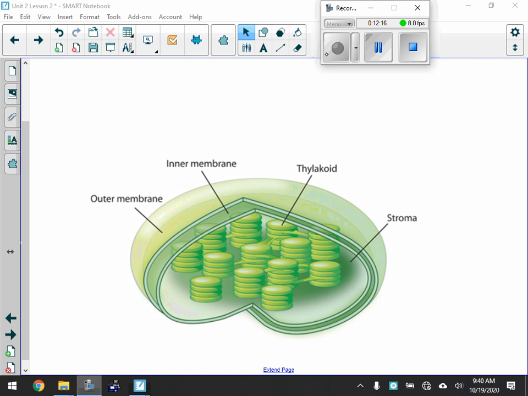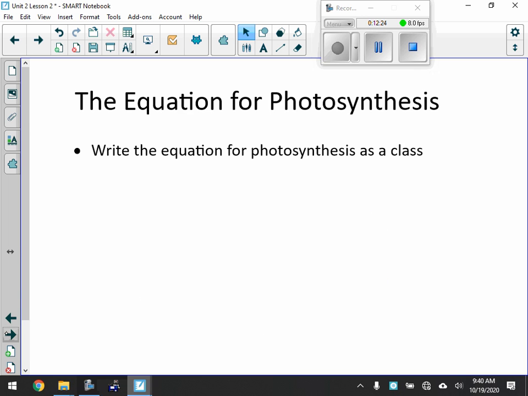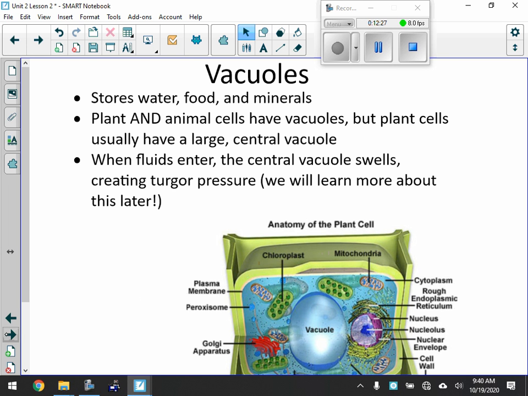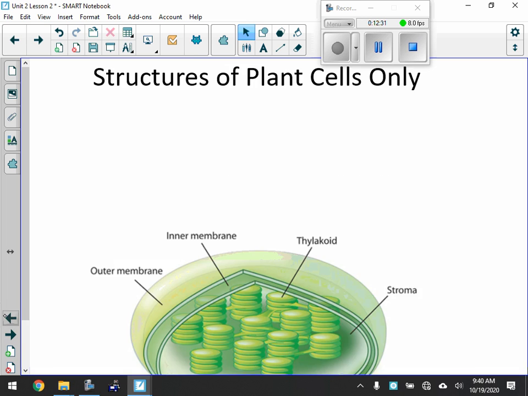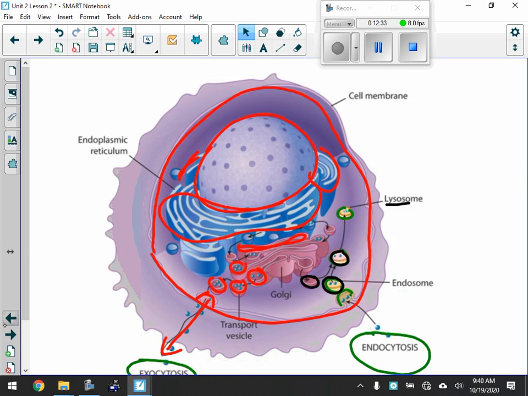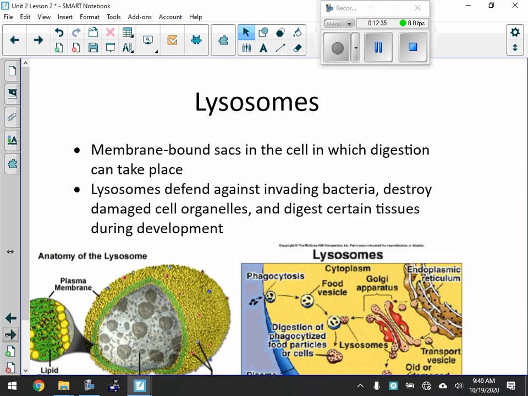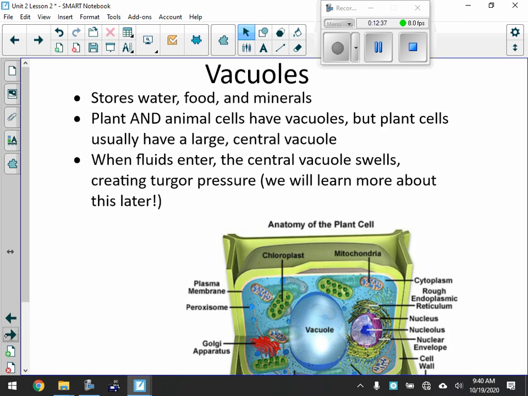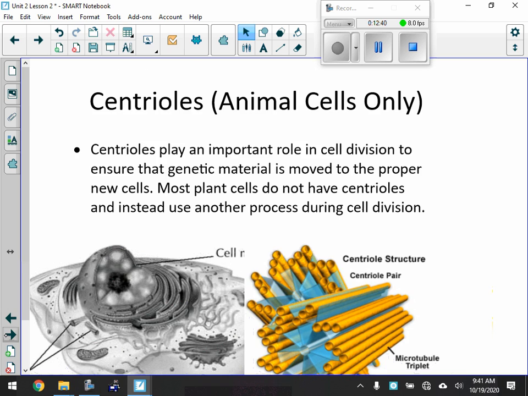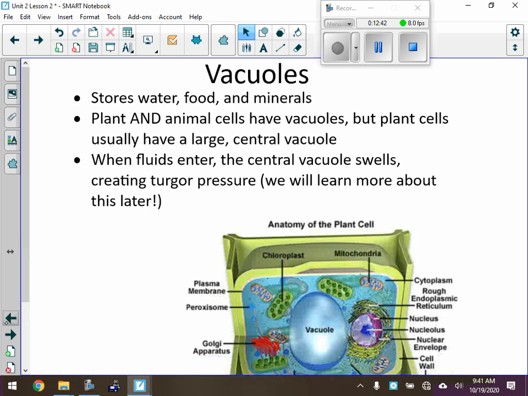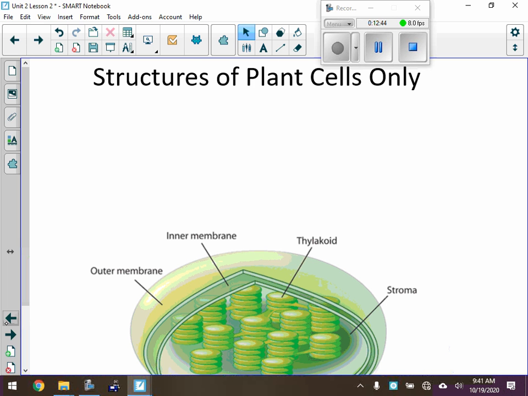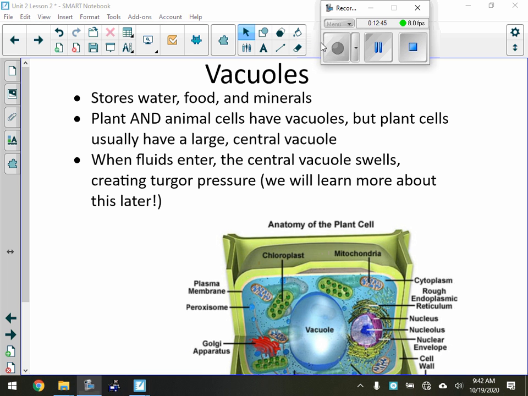We're not actually going to talk about this part here, but what are the structures of plant cells only? First things are chloroplasts. Let me see, I'm missing a slide here somewhere. We'll go to vacuoles here.